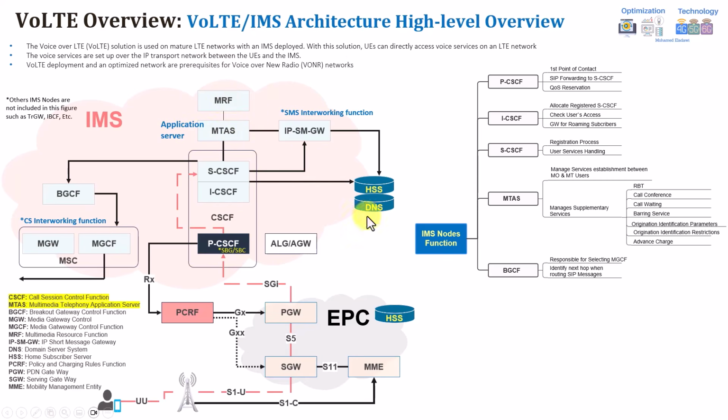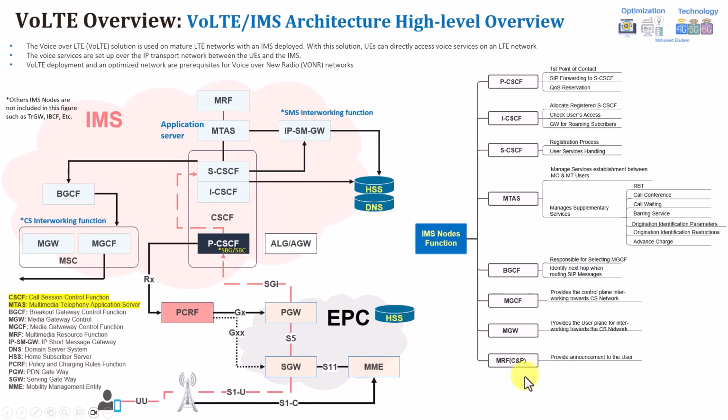So the MRF, if you look at this part in the bottom right here, has a control plane and a user plane. The control plane will just forward to the user plane, asking it to announce to this particular user that his balance has been finished. This is the main function of that part, and this is just informative or theoretical information, because it will not be included in our call flow, for example.